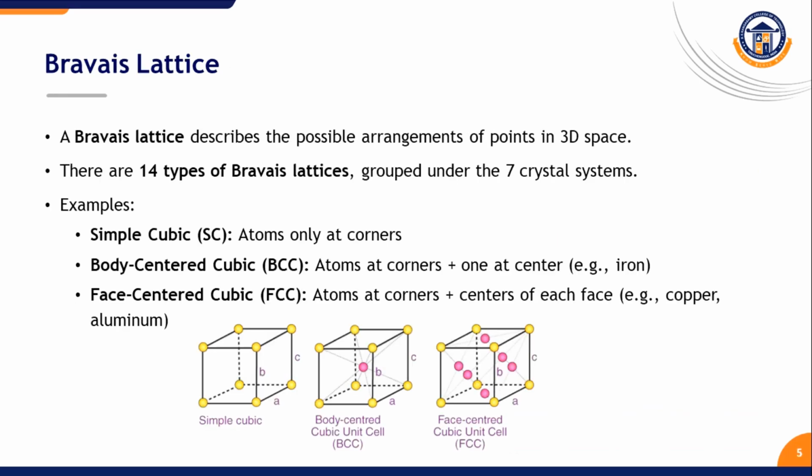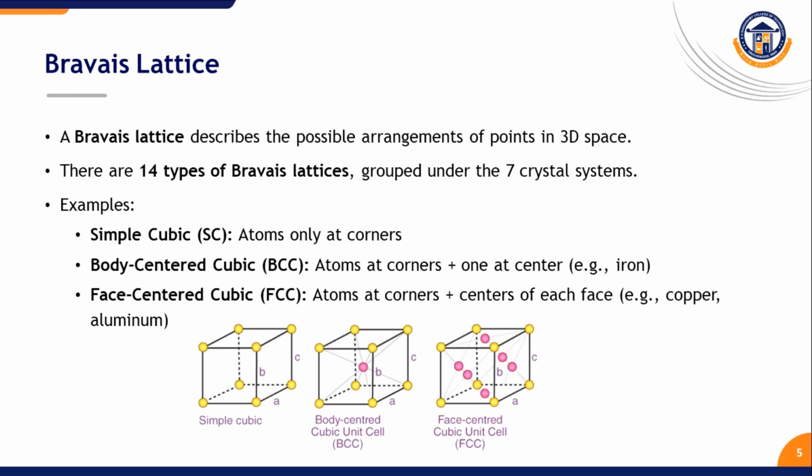Now, if you look at how points can be arranged in space, we get what is called a Bravais lattice. There are 14 types of Bravais lattice grouped under 7 crystal systems. Some common ones are simple cubic, where the atoms are arranged at corners only, and next one is body centered cubic, which we can also call BCC. Here the atoms are present at corners as well as the center.